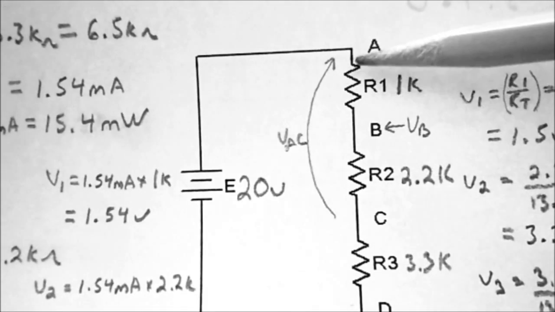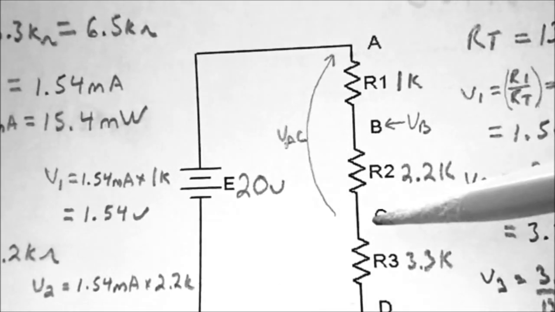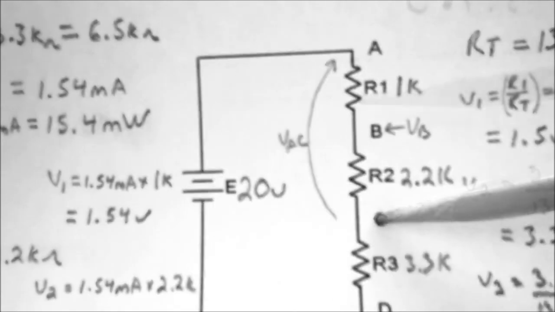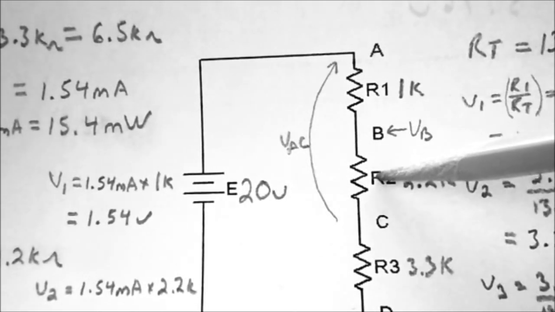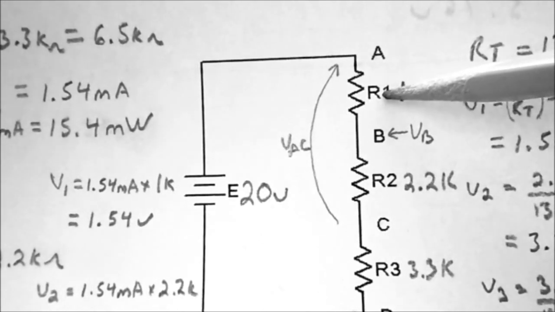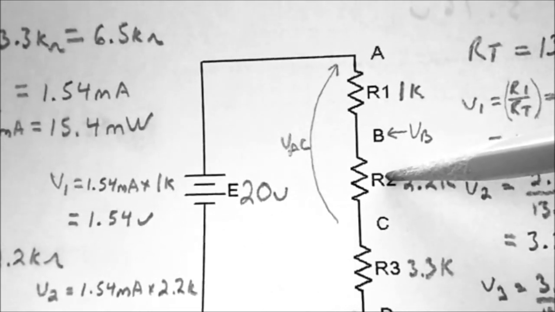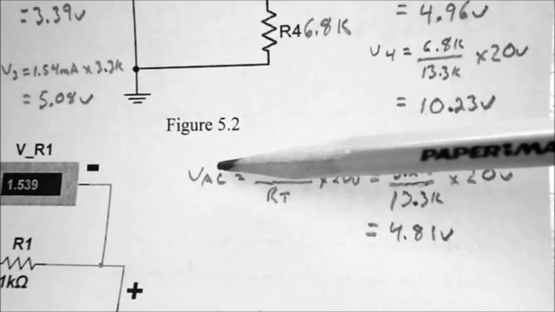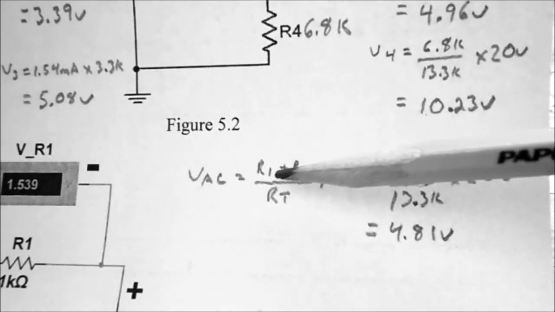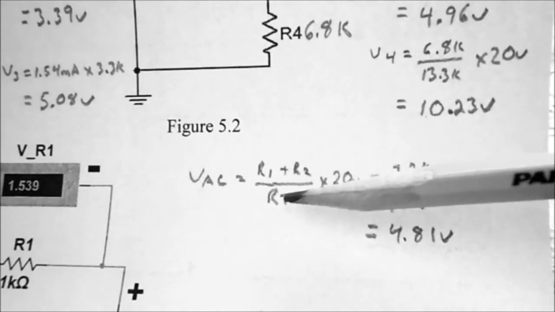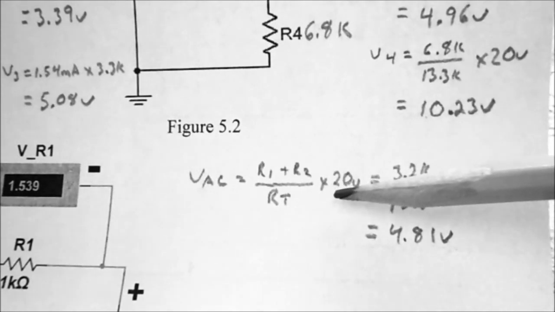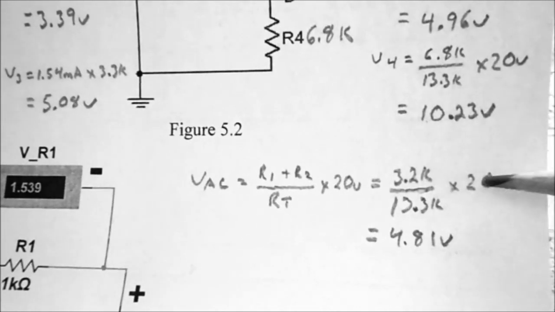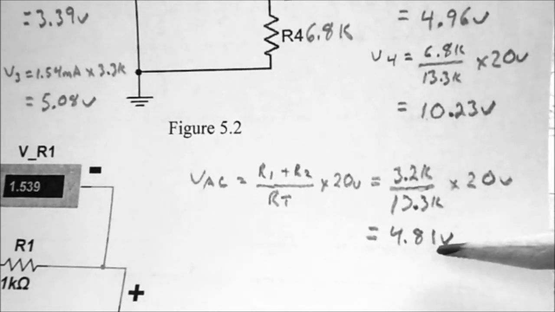So VAC is the voltage from point A to point C. So A is going to be the red lead, C is going to be the black lead, and you'll notice it's across two resistors. So we're going to have R1 plus R2 over the total resistance. So the voltage from point A to point C is going to be equal to R1 plus R2 divided by the total resistance times 20 volts. That works out to 3.2K divided by 13.3K times 20 volts, which equals 4.81 volts.